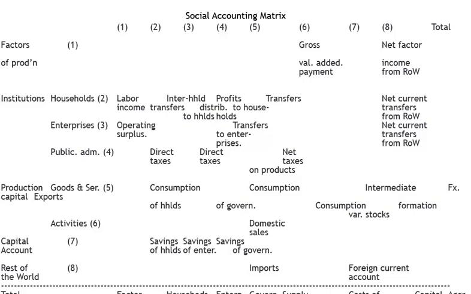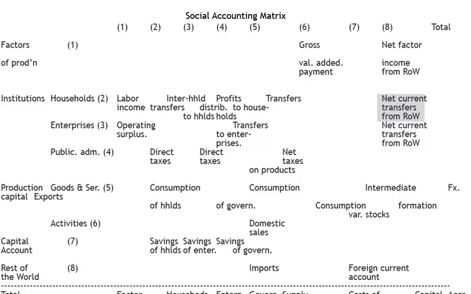And so the formation of income for households is given by row 2, which is first cell labor income, second cell, well, money received from other households, that is to say inter-household transfers. Then you've got profit distributed by enterprises to households. And then you've got transfers to households by the government. For example, a government which gives social transfers to households.